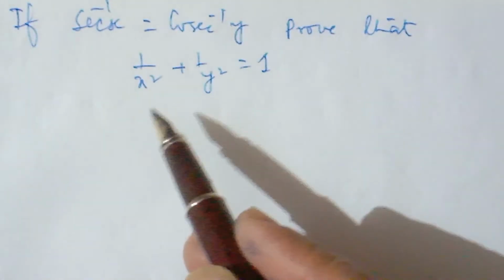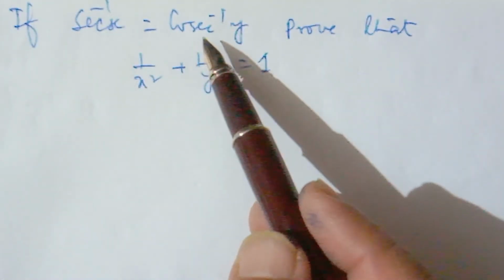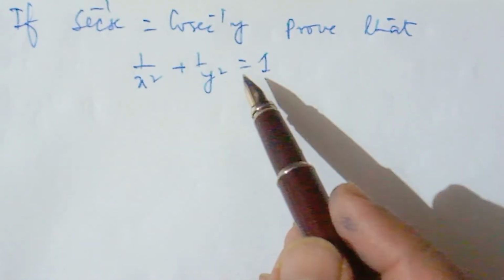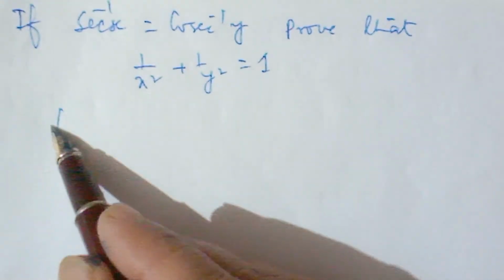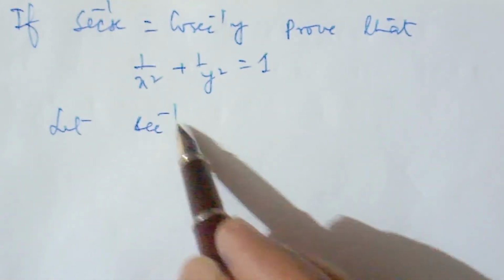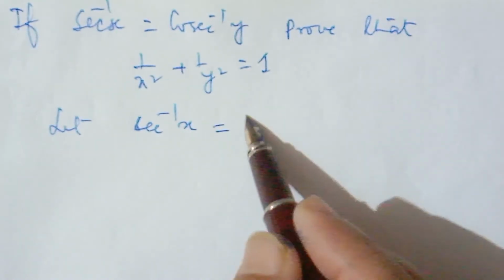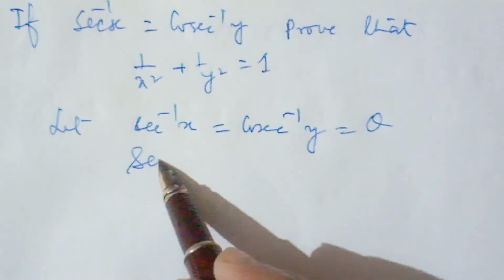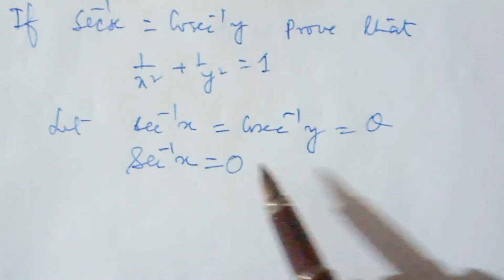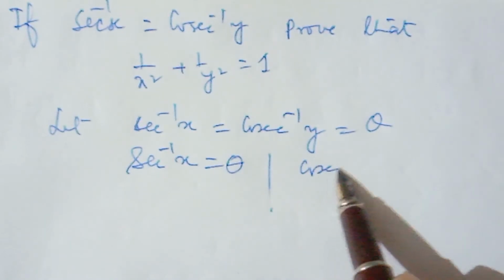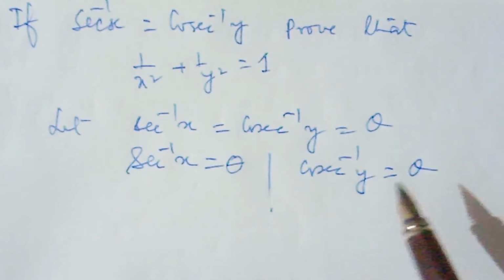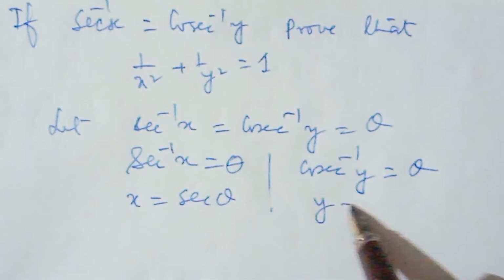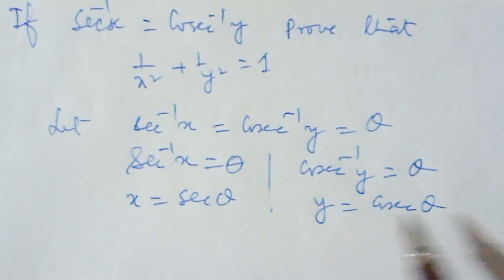Okay, let us see the next question. If sec inverse x equals cosec inverse y, then prove that 1 by x square plus 1 by y square is equal to 1. So here, let sec inverse x is equal to cosec inverse y is equal to theta. Then sec inverse x is equal to theta and cosec inverse y is equal to theta. Then x is equal to sec theta, y is equal to cosec theta.